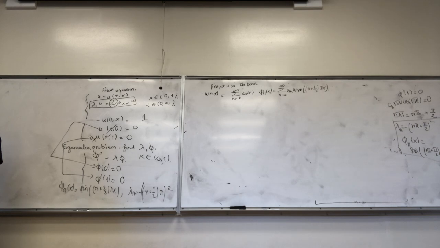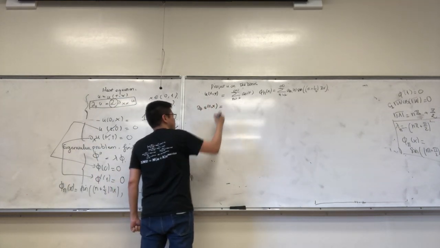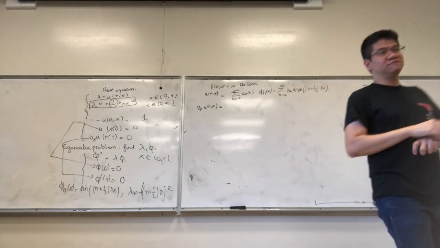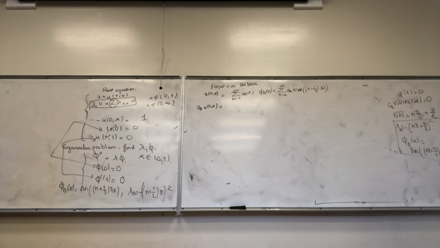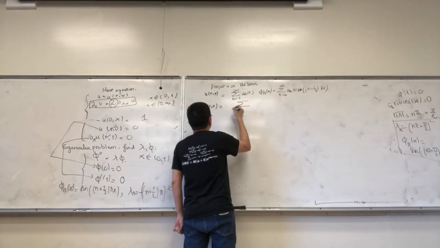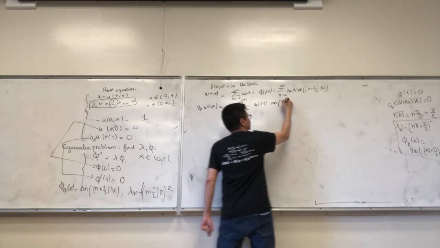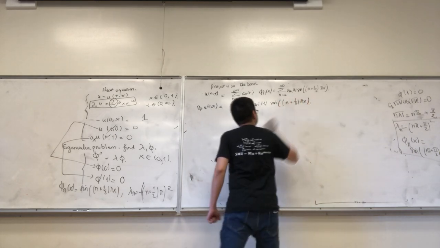to go back to this equation. How do I go back to that equation? Use this equation. So the first thing that I have to do is take the partial derivative in t, right? So what is the derivative of this function? a n prime of t. So the derivative of this function is a n prime of t sine of (n plus 1/2) pi x, right?